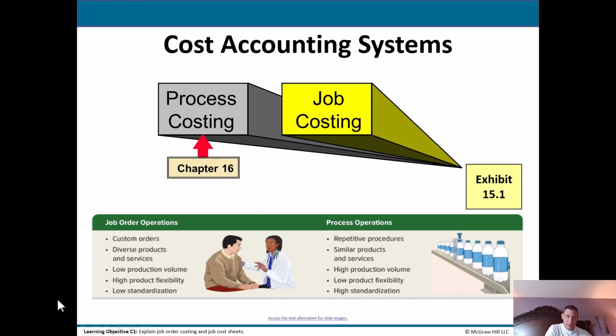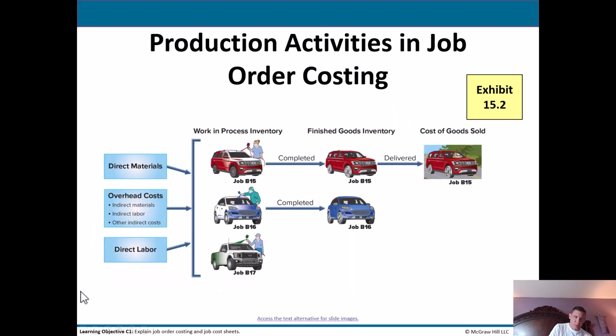Like I say, the one that we're going to focus on in this video is job order costing, job order operations. So let's look at some production activities and job order costing. We've got these different types of inventory accounts. Work in process inventory: think of that as the assembly line. And think of finished goods inventory as a warehouse. The stuff's being done; it's just waiting to be sold.